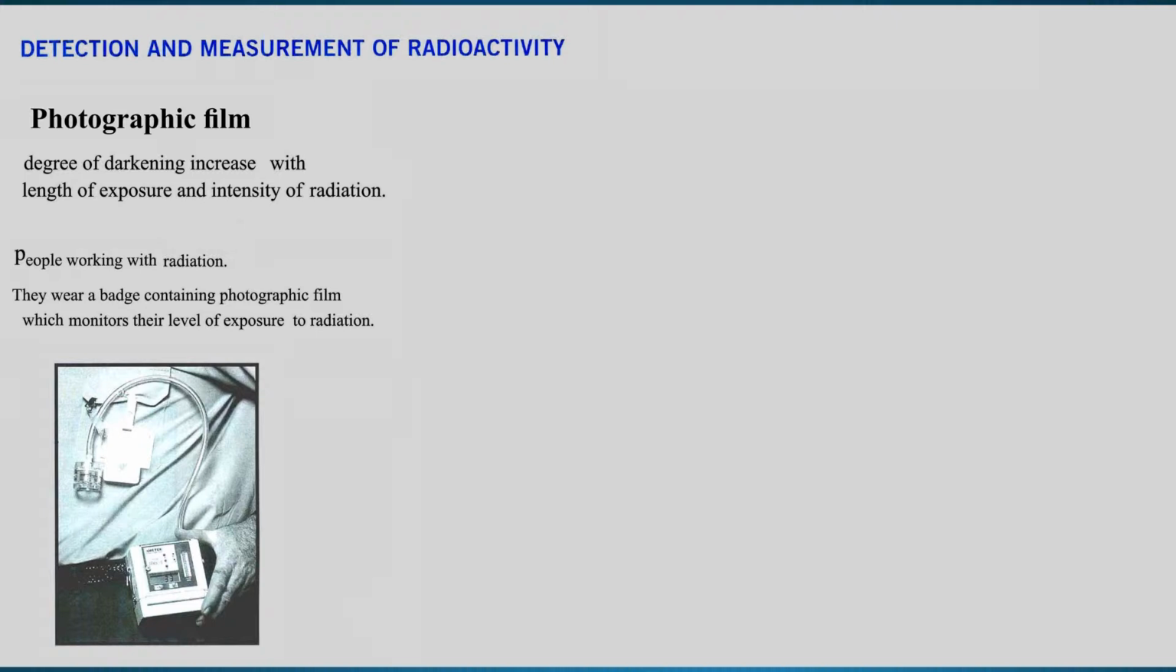People wear a badge which has photographic film in the radiation area. Every day when they finish work, they have to develop the film to make sure there is no exposure to radiation on the radioactive site.